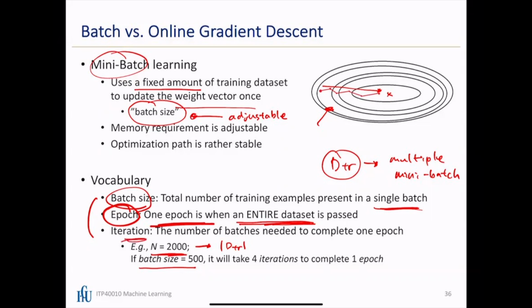And iteration is some kind of a multiplier between batch size and epoch. So here comes the same example. You start with 2000 samples for training data. Say your batch size is 500, then you need to take 4 iterations to complete one epoch.